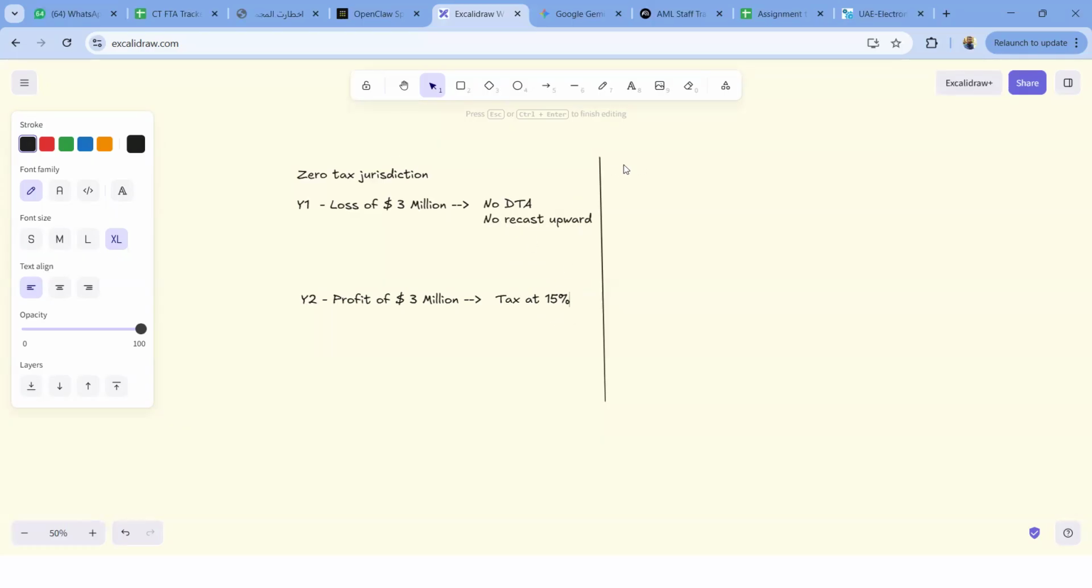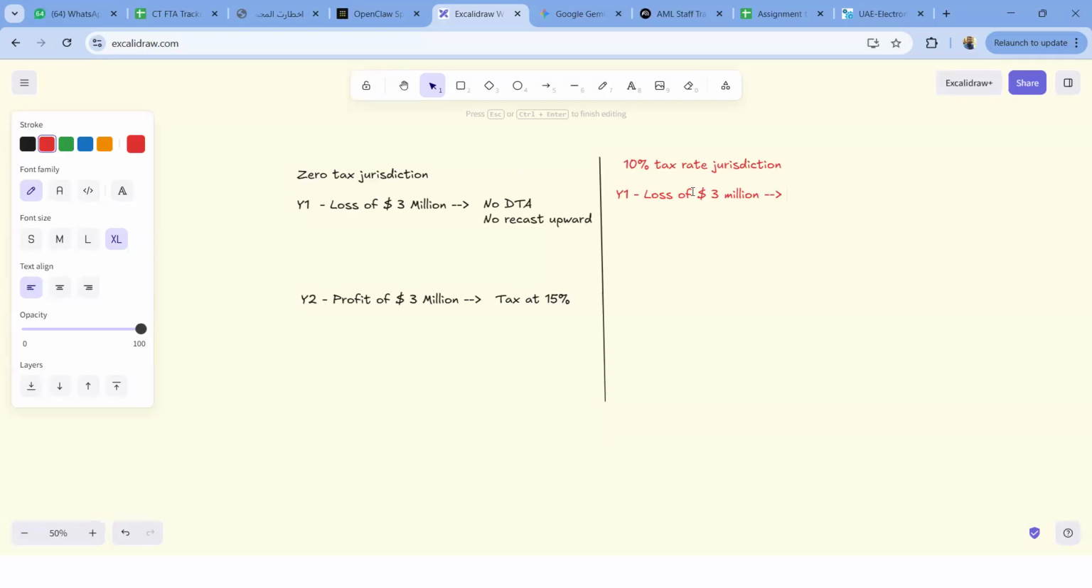Now let's take another jurisdiction. Let's say this has a 9% or 10%. I'm taking 10% for simplicity. A 10% tax rate jurisdiction. Now let's put the same example. In year one, it has a loss of 3 million. Correct? So what would be the DTA in the books?